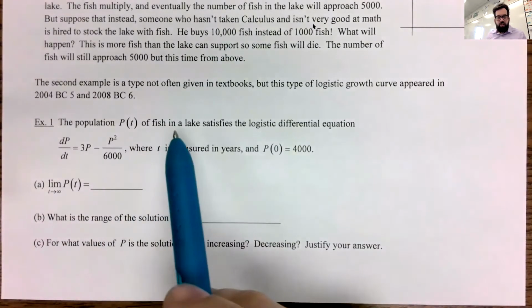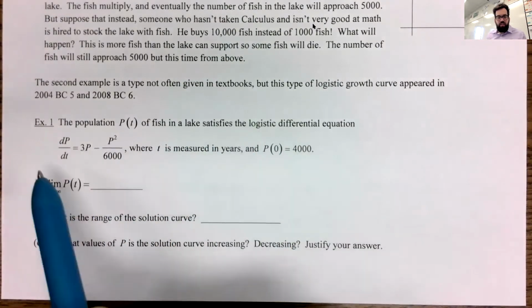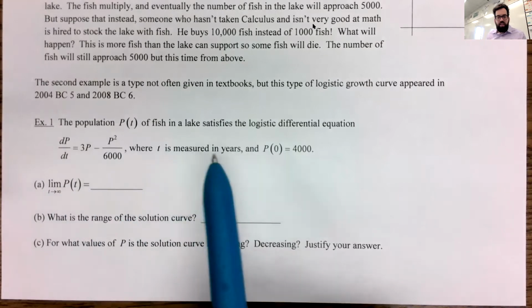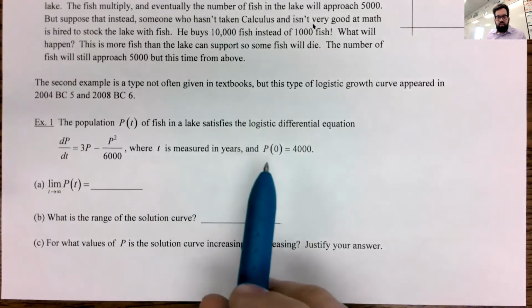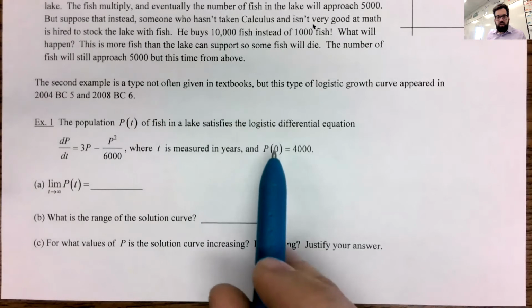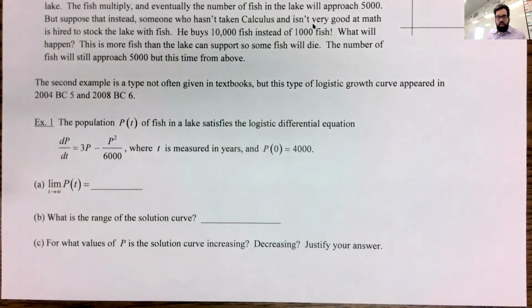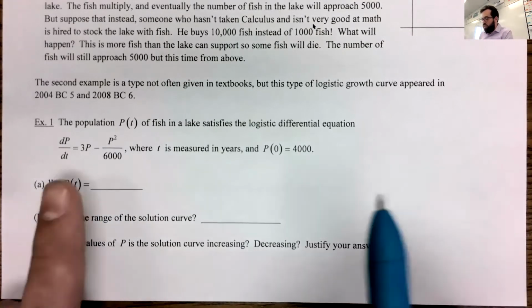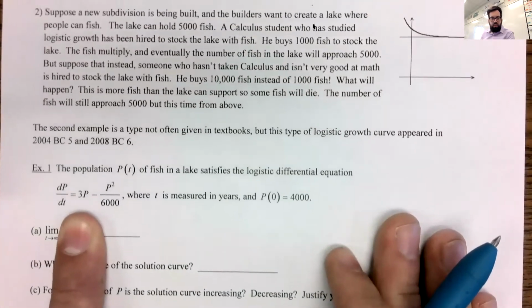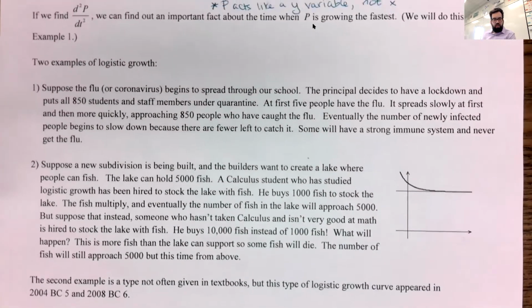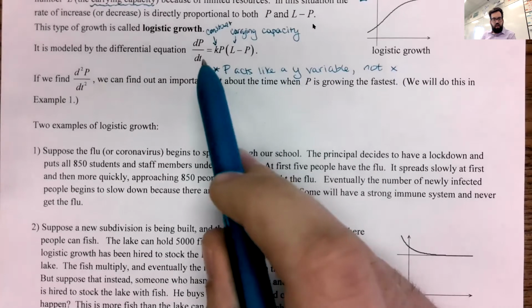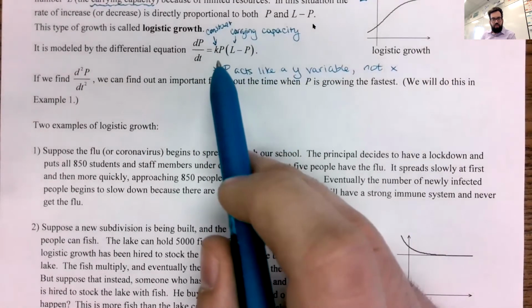There's a population of fish in a lake, and it satisfies this logistic differential equation where t is measured in years. P of 0, so our population at time equals 0, is 4,000. Part A: find the limit as t approaches infinity of P of t. So this is our dP/dt. Notice it looks a little bit different than our formula that we want for dP/dt.